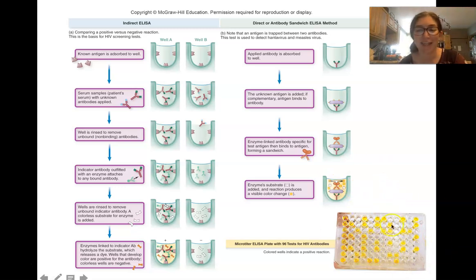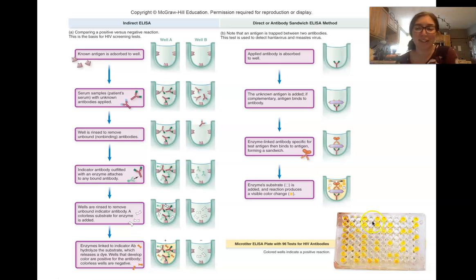So this is what it looks like in a plate, and you often do this in lab, in human biology, anatomy, physiology, microbiology. A lot of our classes do a simulated ELISA where we just use different solutions that change color.